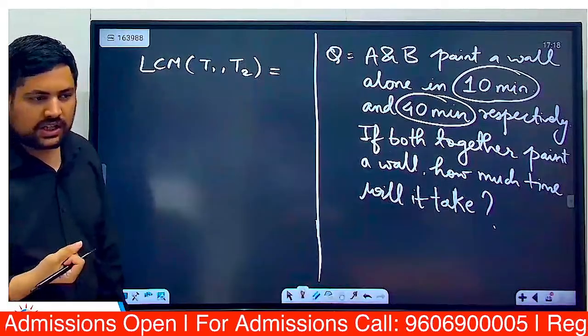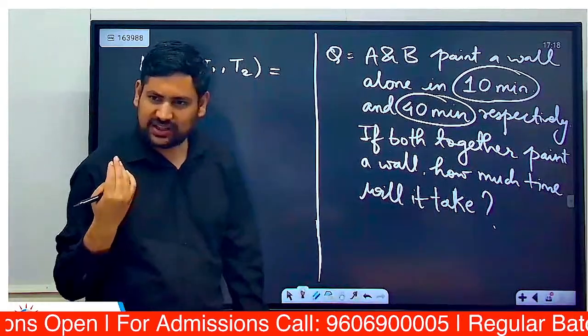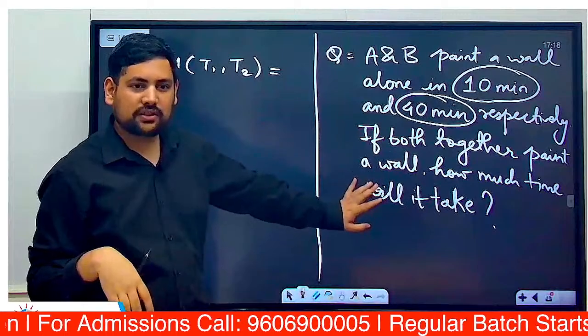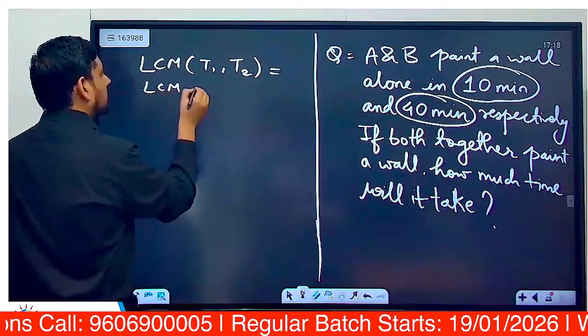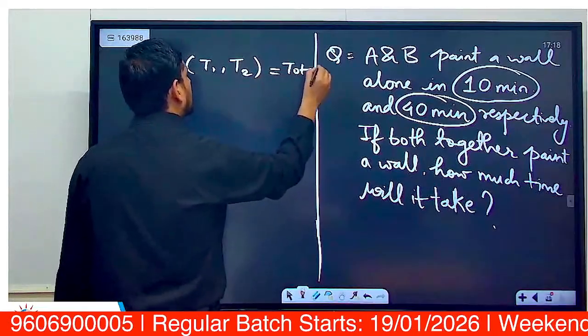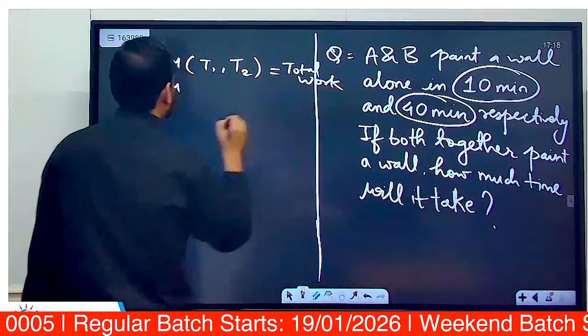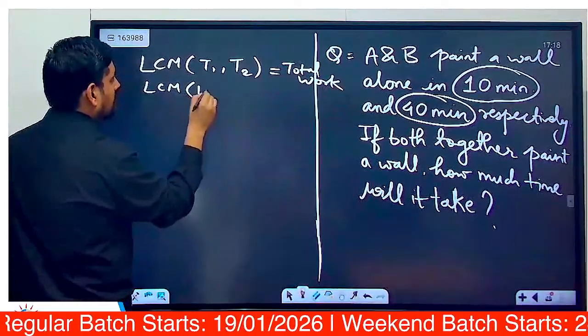LCM, you understand? Least common multiple. If you're not understanding anything, just multiply them. That also works. So 10 and 40. First thing is finding their LCM. So LCM, this becomes total work. So LCM of 10 and 40.